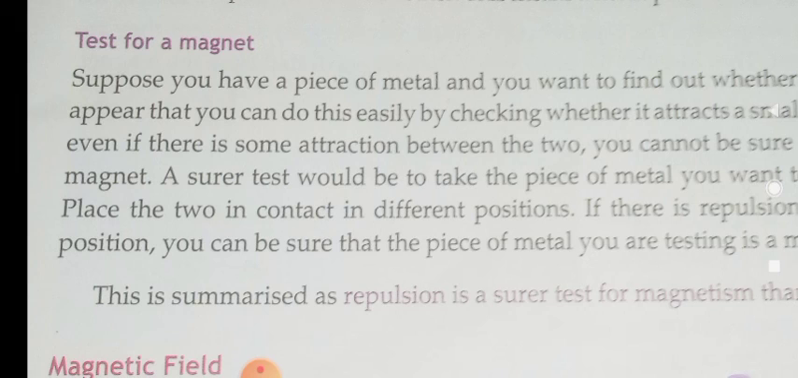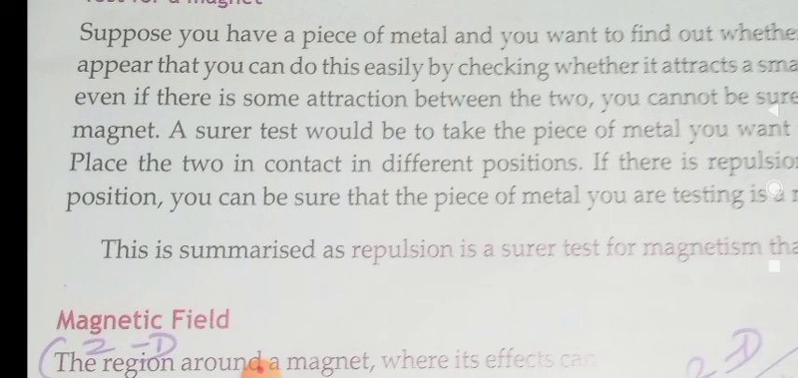So repulsion alone makes you clear about the property of a magnet. When the metal is kept closer to the magnet at various positions, if in any of those positions they get repelled from each other, we can easily identify that we are using a magnet.